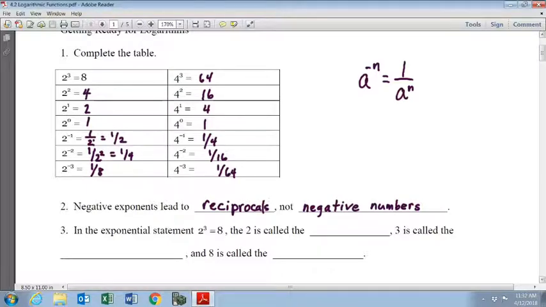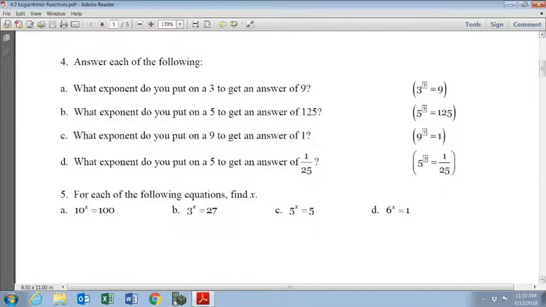All right, so let's move down to number 3 here. It says in the exponential statement 2 cubed equals 8, the 2 is called the base. The 3 is, of course, called the exponent. And we sometimes call the 8 the power. I'm going to keep it real simple here, and we're just going to call it the answer. Really sophisticated here. All right, let's move on.